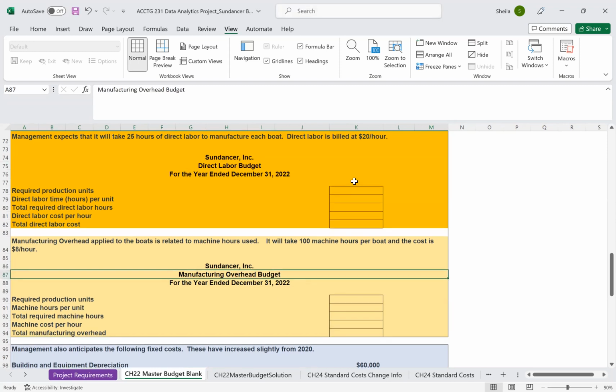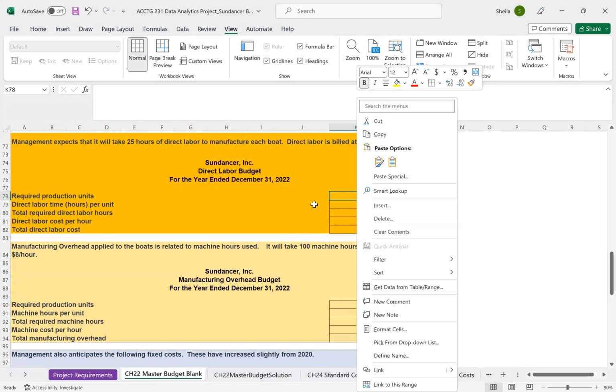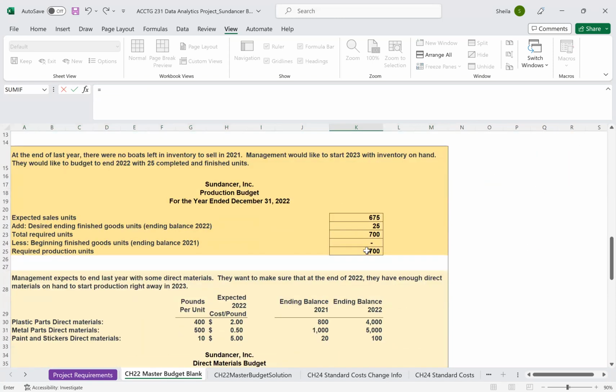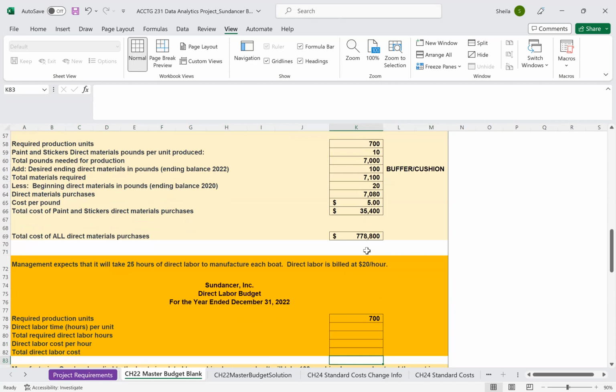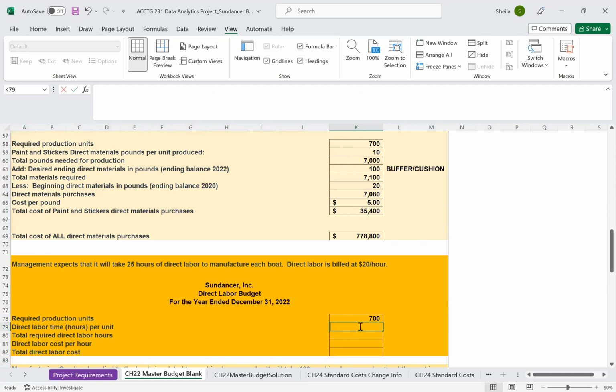So when we think about direct labor, we're talking about, again, the required production units. And those were 700. And now all we're thinking is, okay, how long do we need to apply the direct labor hours to? So we've got 25 hours to make one unit. So I'm going to key that in, meaning that I need a total of 17,500 man hours to help make all of the boats.